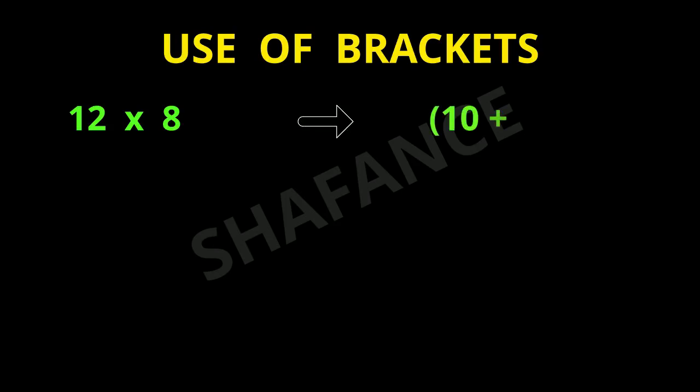Now we will see the use of brackets, and how to apply brackets to make the equation easier to solve. Now we have the equation 12 multiplied by 8. We can also write it in a way that 12 comes inside the bracket and we split the 12, that is 10 plus 2, as we can see. So the equation becomes bracket, inside the bracket there is 10 plus 2, multiplied by 8.